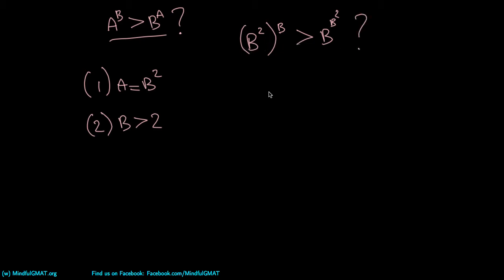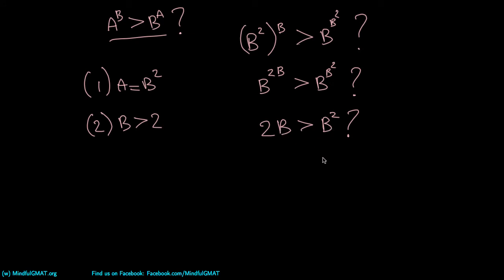We can simplify on the left hand side. b to the power 2b, is that greater than b to the power b squared? Now if b is greater than 1, then this question simplifies to asking, is 2b greater than b squared? Because if 2b is greater than b squared, then this left hand side must be greater than that right hand side. So is 2b greater than b squared?